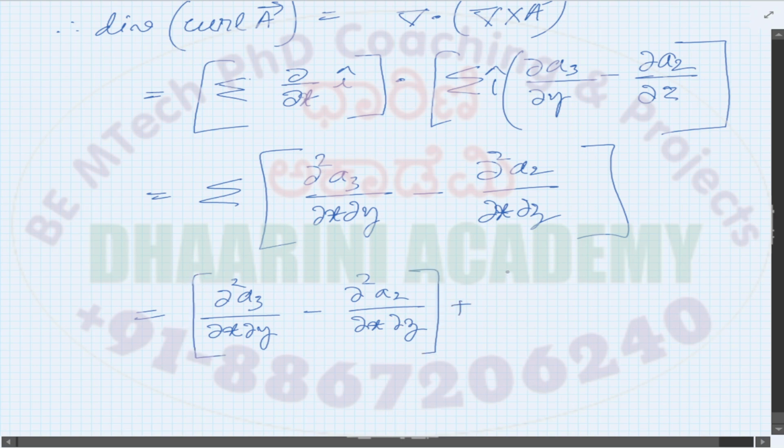Okay, then plus, let's write the second term where A3 becomes A1, so that is ∂²A1 divided by, x becomes y, y becomes z, so this is ∂y∂z, minus, same thing, I have A2 in the term, A2 becomes A3, so this is ∂²A3 divided by ∂y∂x, where the y becomes z and z becomes x. So my term becomes like this, ∂x.